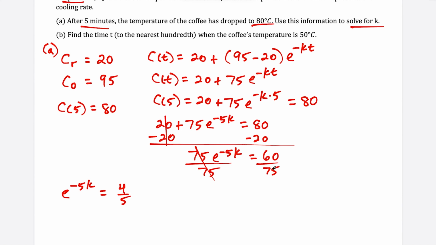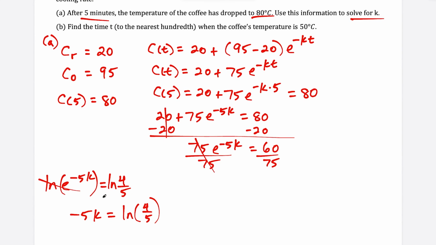Okay, I'm just dividing the top and bottom of this fraction by 15. And now to get k alone, I'm going to do the opposite of e, which is the natural log. So we're going to take the natural log of both sides, and then the natural log and e cancel out. So these terms are going to cancel, and we're going to have negative 5k equals natural log of 4/5. And then from here, we're just going to divide both sides by negative 5.